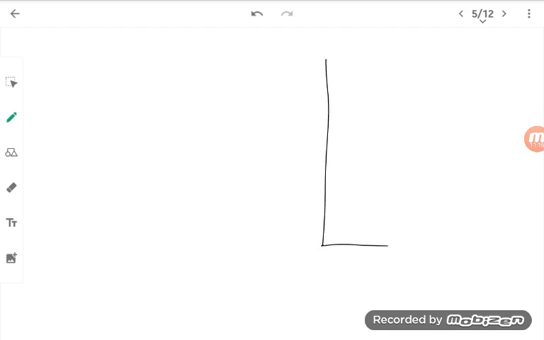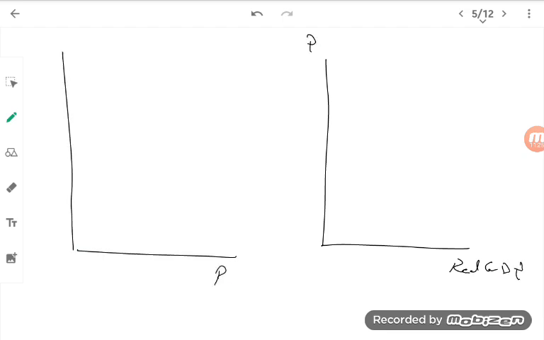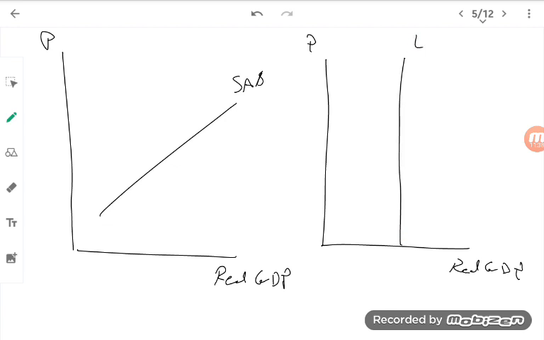So if you know that there is an improvement in technology, as a result, potential GDP is going to increase and the short-run aggregate supply curve will shift to the right and the long-run aggregate supply curve will shift to the right.